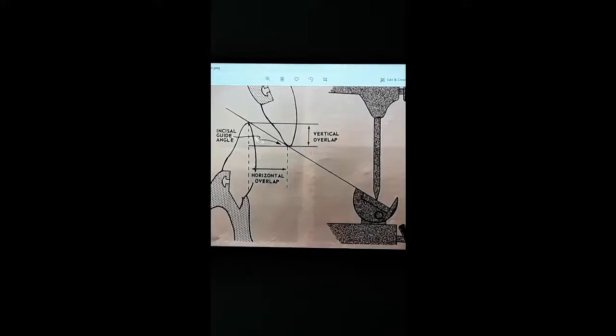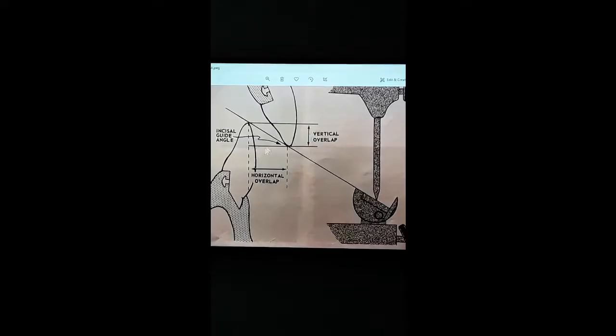Now, the incisal edges of the lower or mandibular anterior teeth also will be set slightly above the horizontal plane, the occlusal plane indicated by this line, creating a vertical overlap with the incisal edges of the maxillary anterior teeth, and this vertical overlap is called overbite.